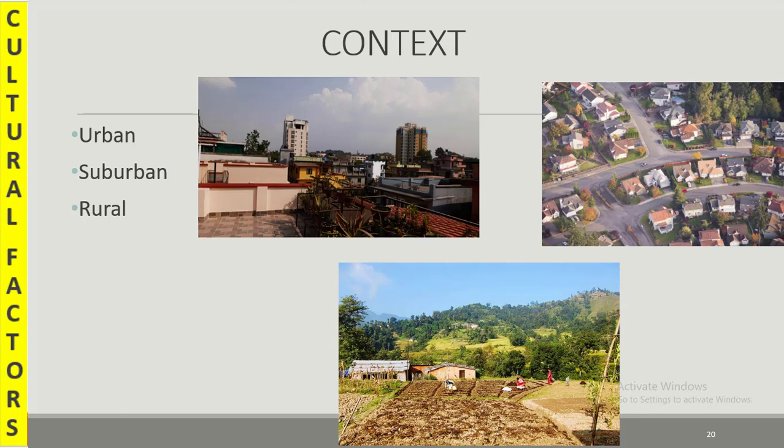If the context is urban, all the desired material and technology is easily available, whereas it may not be the case in suburban. In rural, we may have to depend upon locally available material and labor.